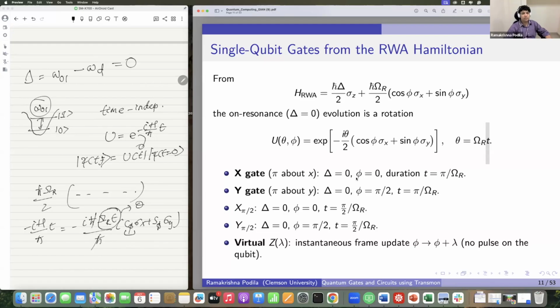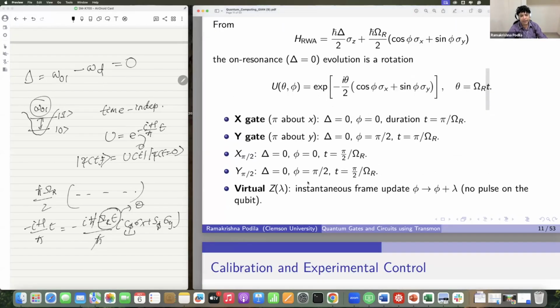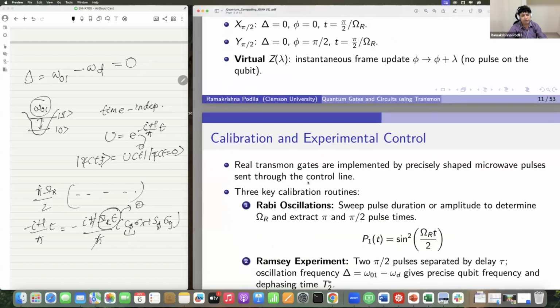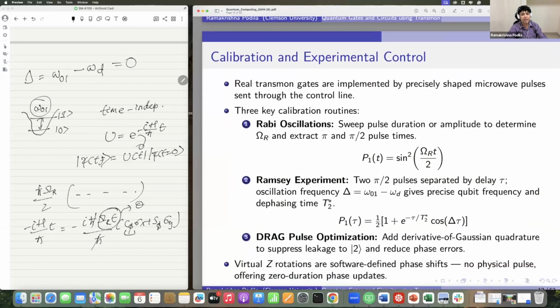Did you understand the question? If I were to give you a real transmon qubit and ask you to find this omega 01, the question is, how would we find out? Because we need to know what that is in order to do anything else. So we have to calibrate it.